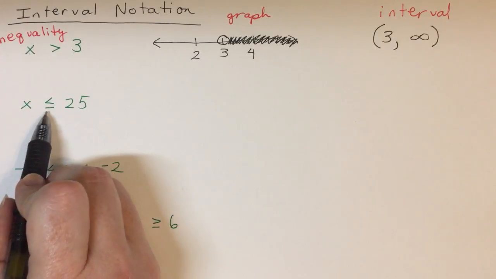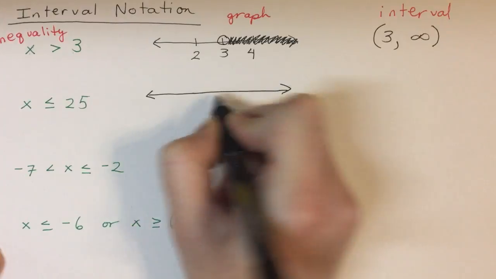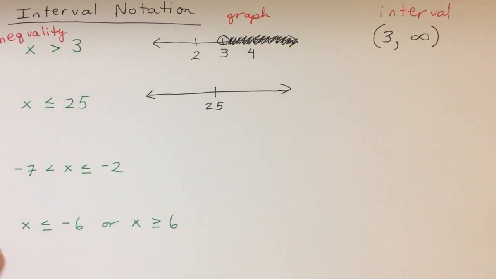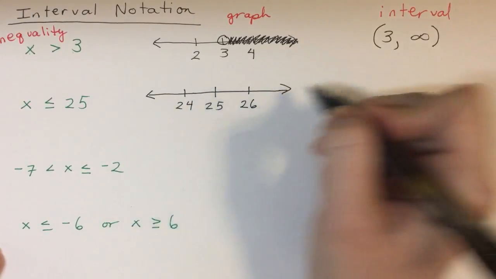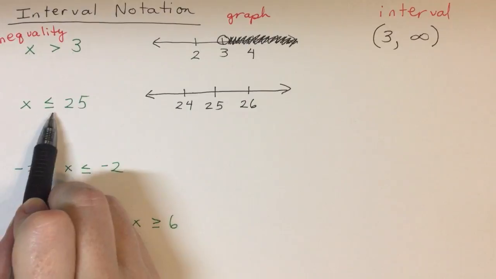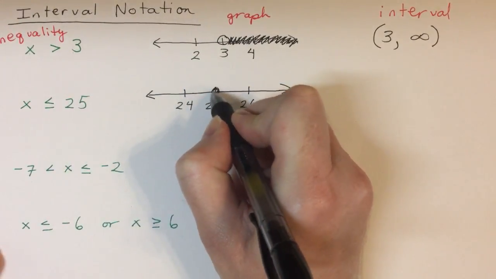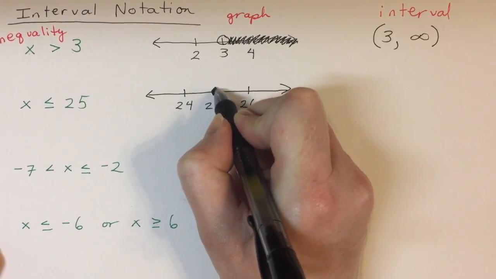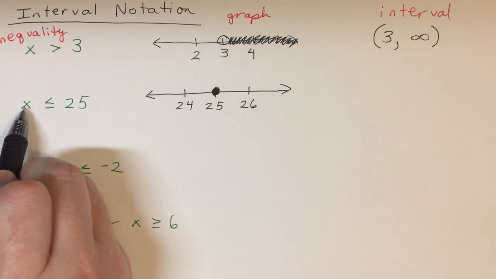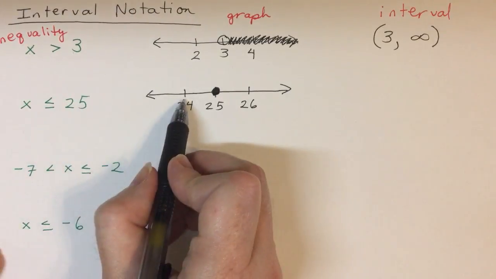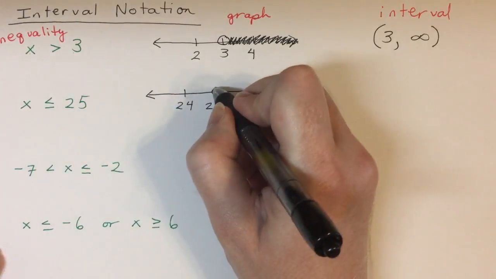If I have x less than or equal to 25, well, on my number line, the point I care about is 25. 25 is in between 24 and 26. Now, open or closed circle at 25? Well, we have equality, so it could equal 25, so we'll use a closed circle. Now I decide which way to shade. Is 24 less than or equal to 25? That's true. Is 26 less than or equal to 25? That's false.